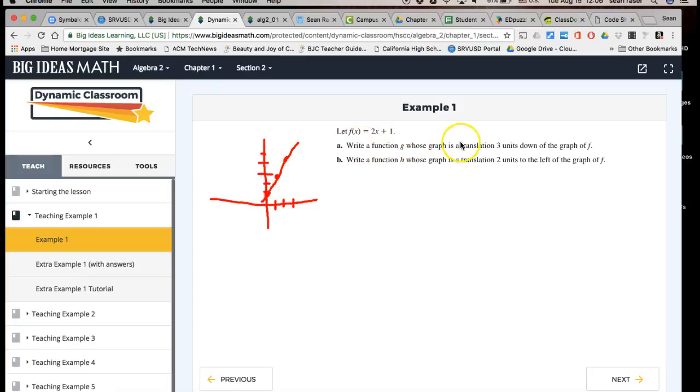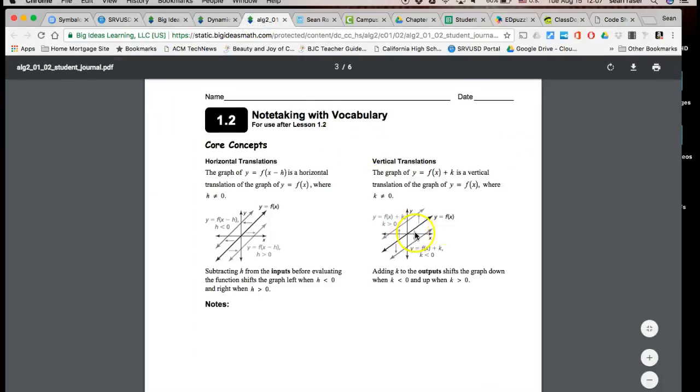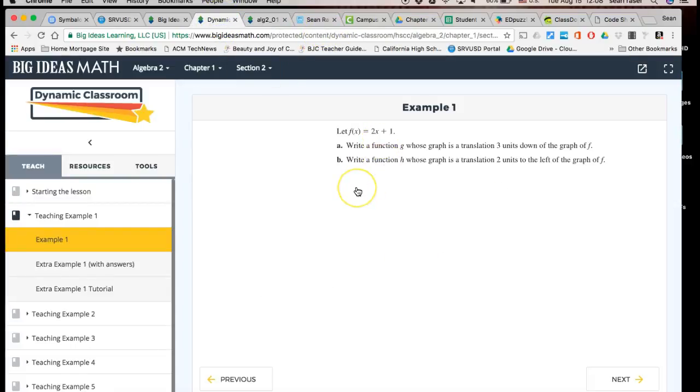So we want to write a function that translates 3 units down. That means we want a function that looks like this. I know this is kind of a crude drawing, but we want it to go 3 units down. That's what our translation is going to do. It's going to take this graph and move it 3 units down from our original function. So remember, to move 3 units down, which is a vertical translation, we need to subtract 3 from our entire function. Down means we're subtracting from our function. So let's look at what that means.